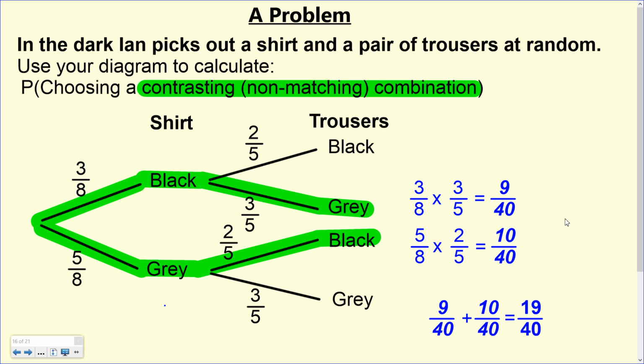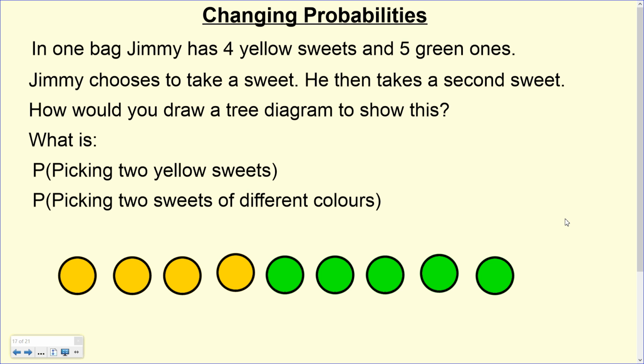Now, this question here is a little bit more of a challenge, and gives you a little bit of a different thing for getting the probabilities. I'll give you a moment to have a go at doing this. So pause the video, have a go at this yourself, and then we'll go through the answer.